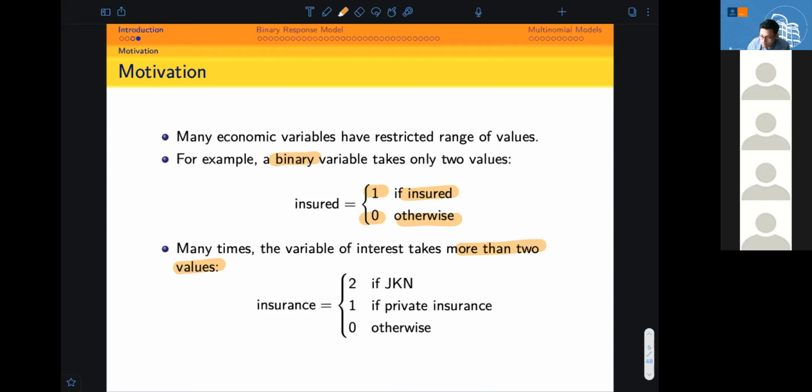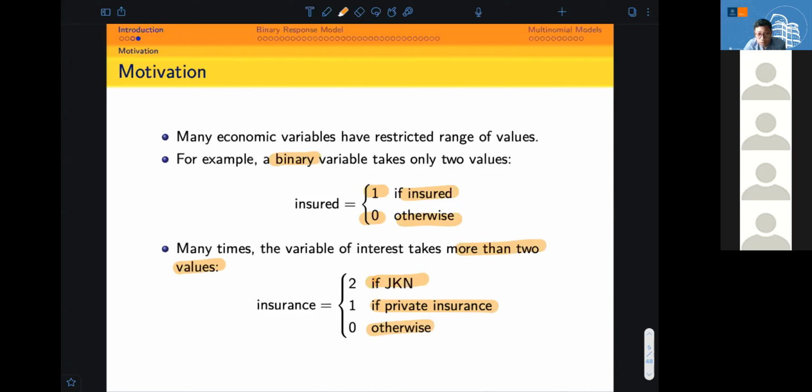In this case, individuals who are insured can have the national healthcare coverage. In Indonesia, we call it the JKN or the BPJS Kesehatan. An individual could also have private insurance, and I'm sure that many of you not only have BPJS Kesehatan, but also private insurance. Otherwise means that you have no insurance at all. So these are the two variables that we're going to study today. The first one is the binary variable, and the second one is a categorical variable with more than two values.